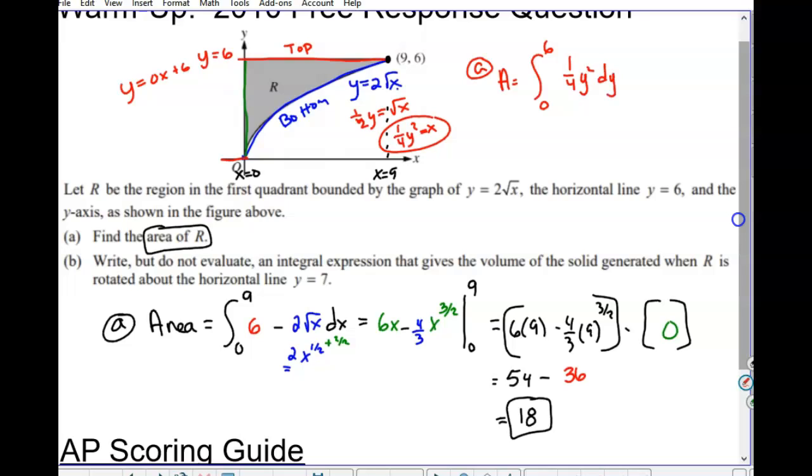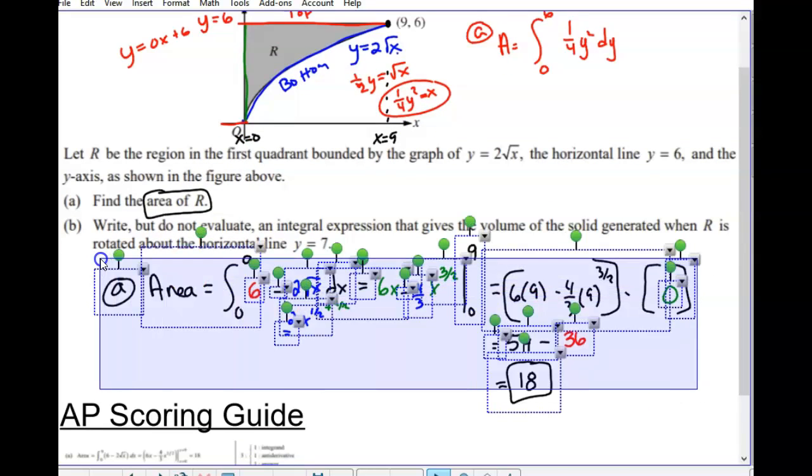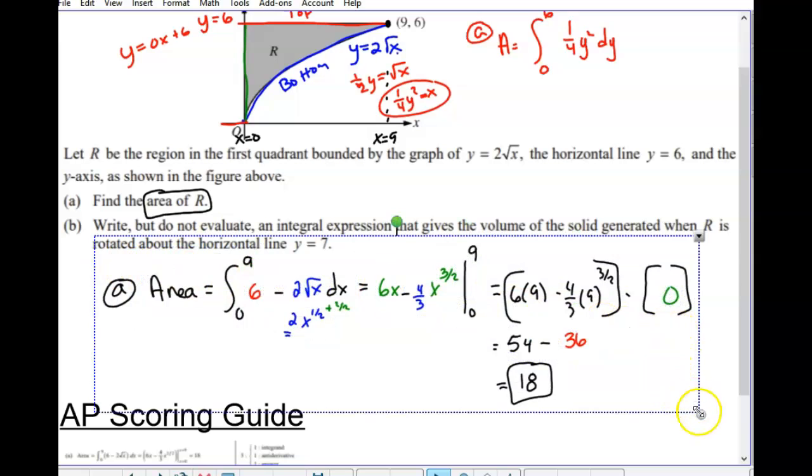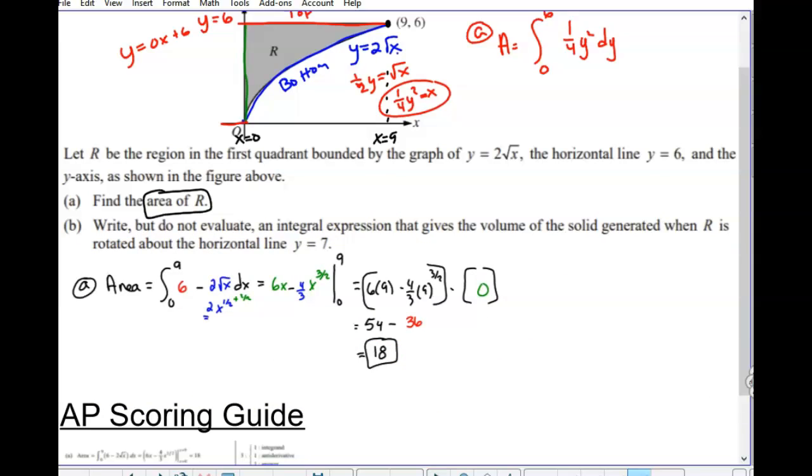And then you could move the 1/4 out and work through it. You should get the exact same answer. All right, part B. I might shrink some of this so I actually have more room to work. So let's look at part B. Part B says, write but do not evaluate an integral expression that gives the volume of the solid generated when R is rotated about the line y equals 7.